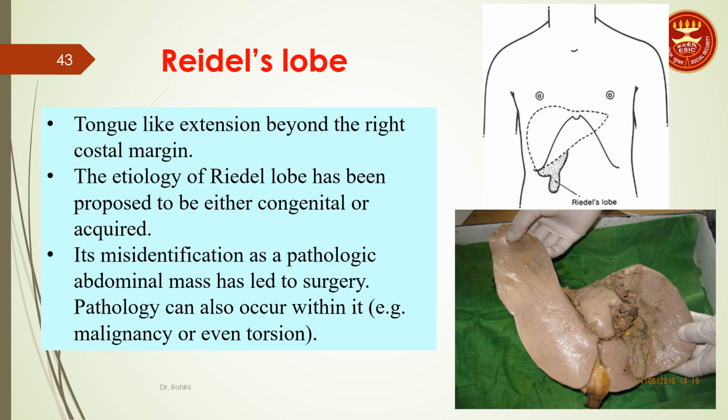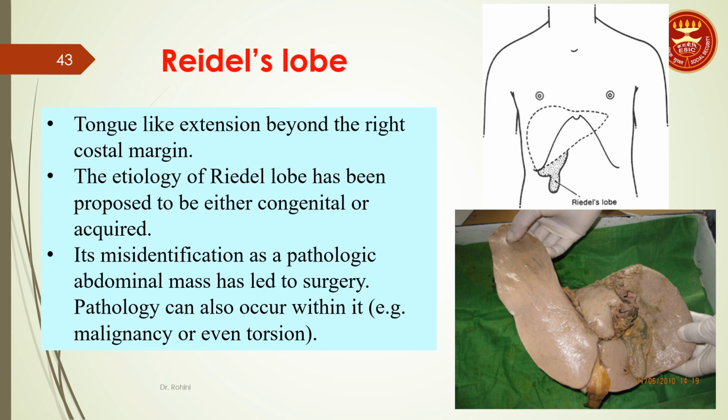Another lobe, sometimes an extension, a tongue-like extension beyond the right costal margin, you may find in some livers. The etiology has been proposed to be either congenital or acquired. Its misidentification as a pathological abdominal mass has led to surgery actually. Pathology can also occur within it because of malignancy or even torsion, and it can cause some atypical hepatic symptoms sometimes when it is low in the pelvis.